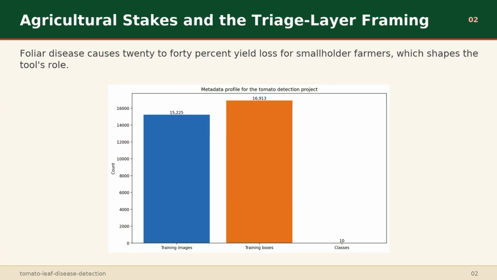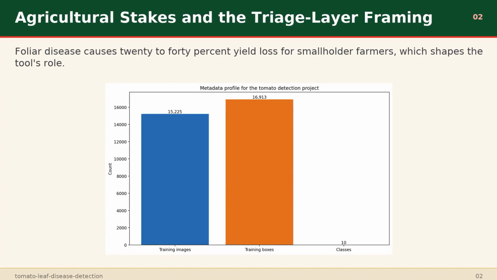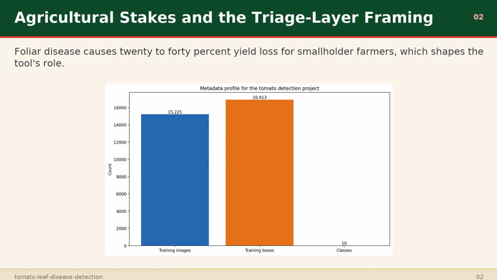Foliar tomato disease causes yield losses of 20 to 40% for smallholder farmers across sub-Saharan Africa, South Asia, and Latin America. Mohanty et al., 2016. That is the operational context for any leaf disease detector. A grower walking rows by eye can spend most of the morning on healthy plants before reaching an infected patch, and by then the early intervention window has often closed.